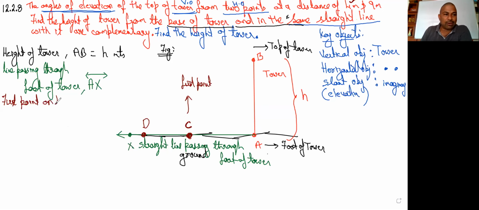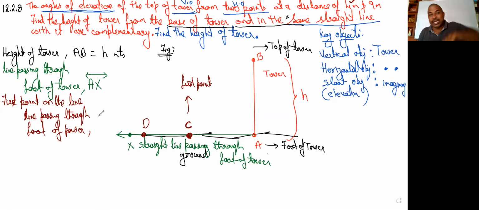On the first point on the line passing through the foot of the tower. Which is the first point which I have taken? It is C, such that what is the measurement he has given? AC is equal to how many meters? 4 meters.